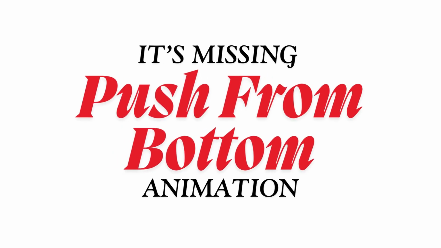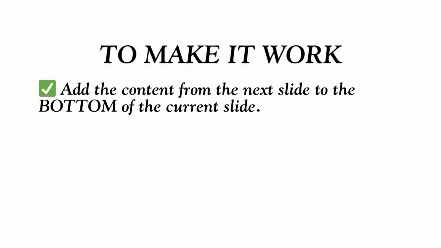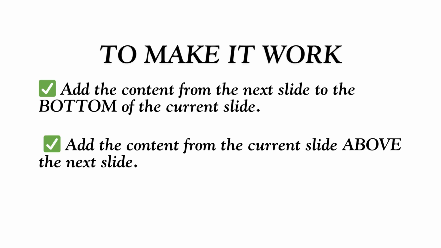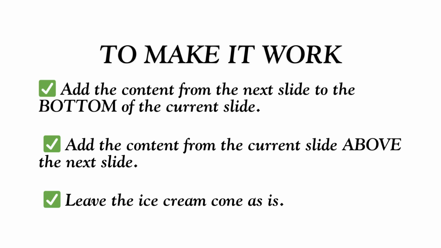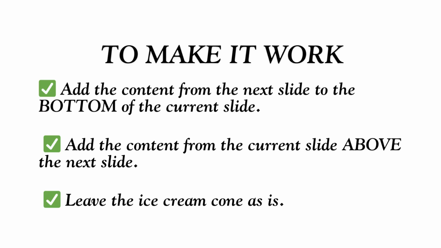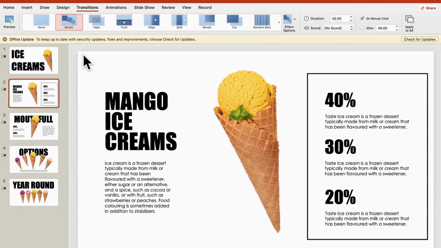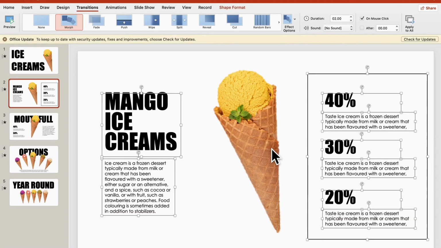To add a push from bottom animation, add the content from the next slide to the bottom of the current slide. Add the content from the current slide above the next slide. Leave the ice cream cone as is. Do this for all the slides, and the push effect will work perfectly.